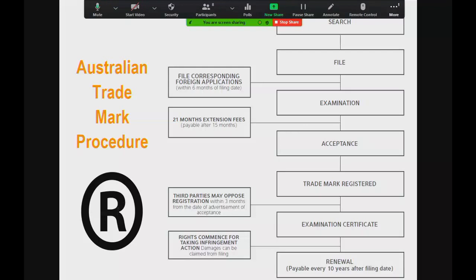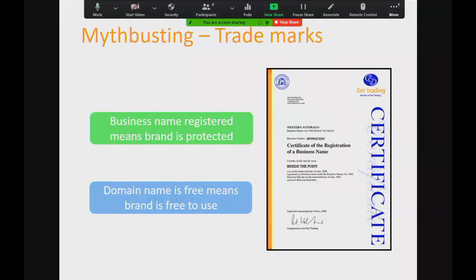And I've said renewal after every 10 years. Here's the myth busting. These are the common ones we get. I've registered my business name. No need to ask me about my trademark, Mr. IP person. I've registered my business name. We've secured the domain name, Mr. IP person. No need to ask me about my trademark. Well, actually I do, because they have nothing to do with registering a trademark.